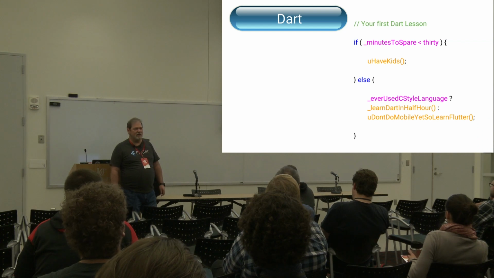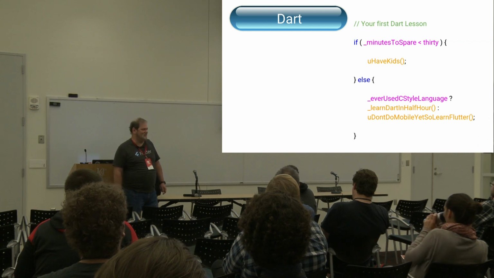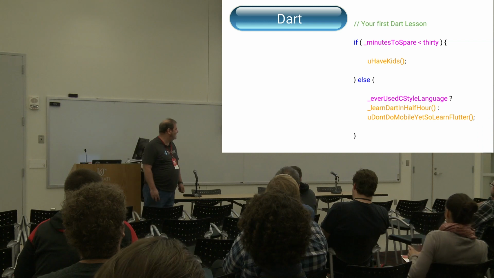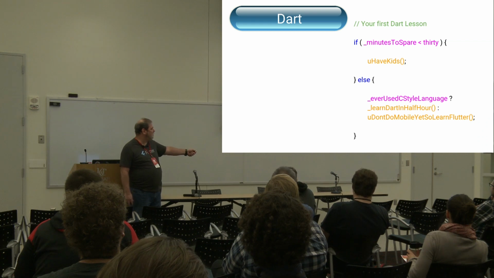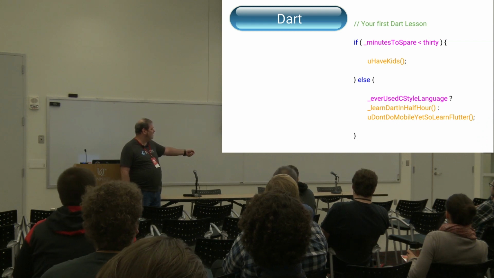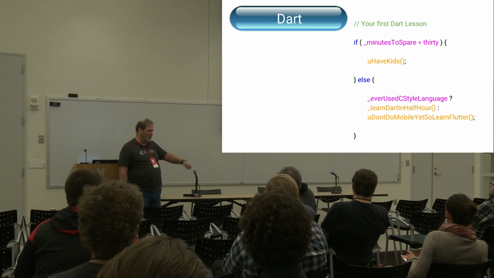Now I know everybody smiling has kids. And we haven't really agreed on a convention for a ternary yet. Some people are putting it down here, some people are putting it over there, some people are doing it on one line. Whatever's easy to read.